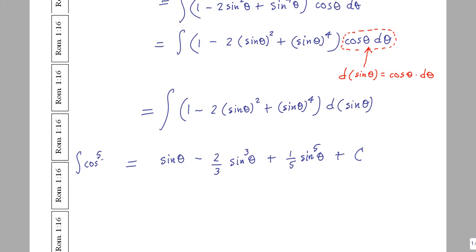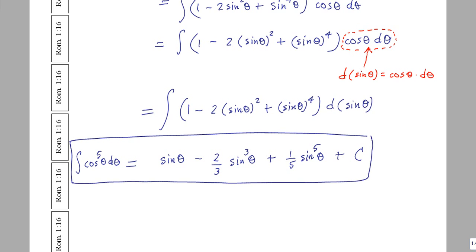Okay, so all that to say that the integral of cos to the fifth power theta d theta is nothing other than this, what I'm boxing up. Okay, thank you for your attention. We will do the integral of sine to the fifth power theta d theta next in an analogous fashion.